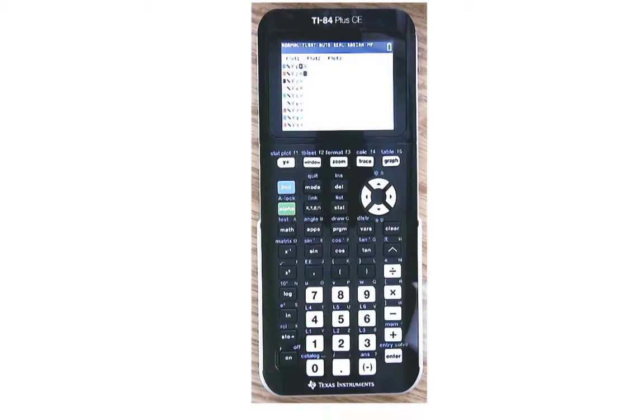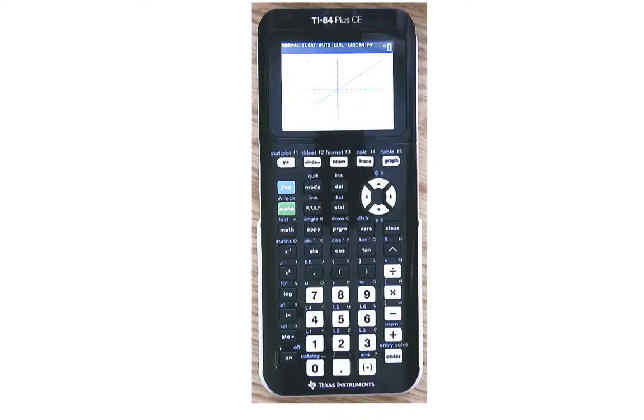My next one is negative. You need to make sure you use this key here. The minus sign and the negative are two different operations on a graphing calculator. Then you have 2x minus 3. Enter. Now that I have those two lines, and if yours isn't a color one or whatever, the steps are exactly the same for TI-83s, TI-84s. Alright, then we can hit graph here.